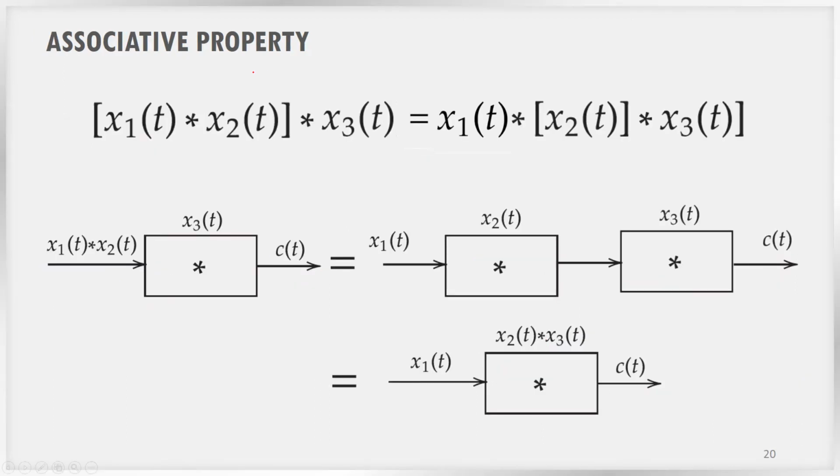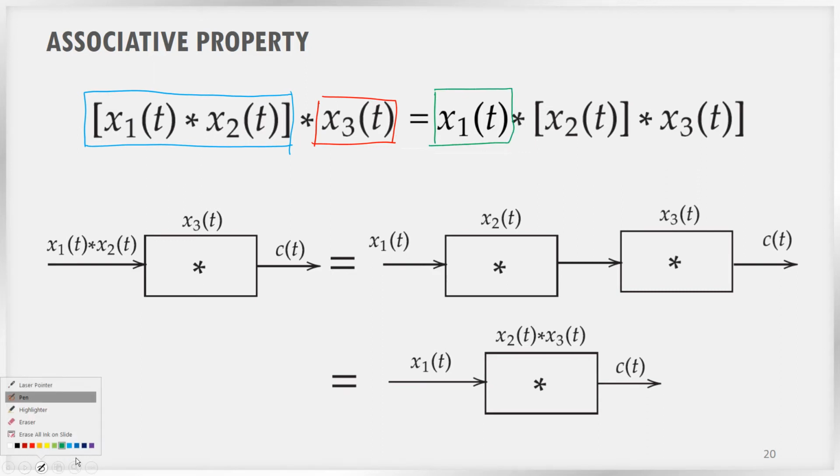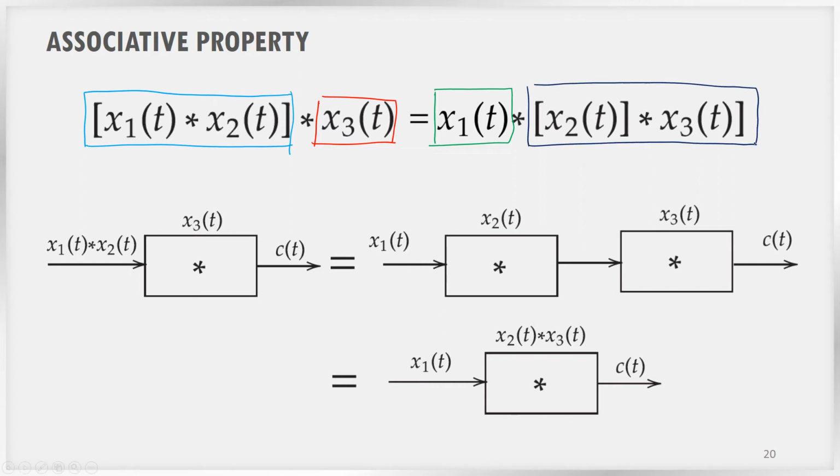The associative property can be explained like this. Convolving the signal x3(t) with an already convolved signal, x1(t) convolution x2(t), is equal to convolving our signal x1(t) with an already convolved signal, x2(t) convolution x3(t). So these results are equal. That is what the associative property says.